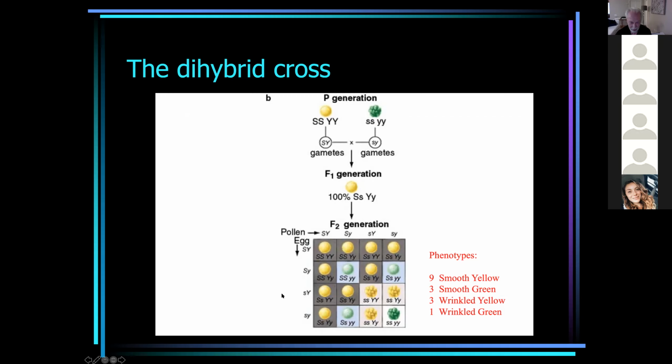If you plot these out, you can determine what colors and what textures each of the seeds is going to be. If you count these up, there are 9 smooth yellows. You count the smooth green ones, there are 3. If you look at the wrinkled yellow ones, there are 3, and only 1 wrinkled green. Is that clear? Because you're going to be doing this yourselves when you solve some of the problems on the worksheet.